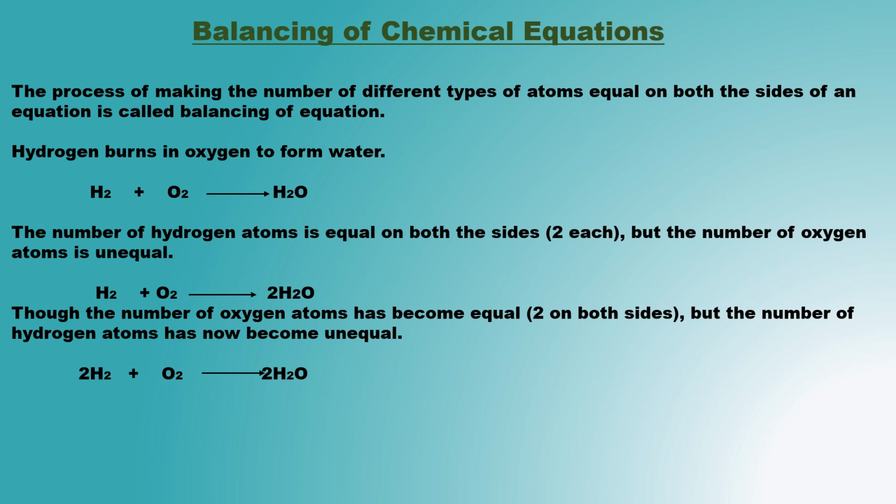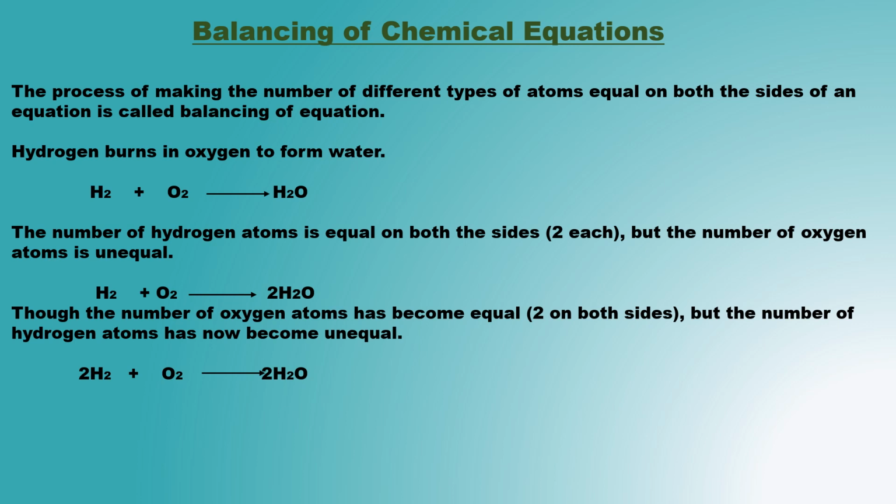Let us count the number of hydrogen atoms and oxygen atoms in reactants and product. The number of hydrogen atoms is equal on both the sides, 2 each, but the number of oxygen atoms is unequal. There are 2 oxygen atoms on the left side but only 1 oxygen atom on the right side. To have 2 oxygen atoms on the right side, we multiply H2O by 2 and write 2H2O, so that H2 plus O2 give rise to 2H2O.